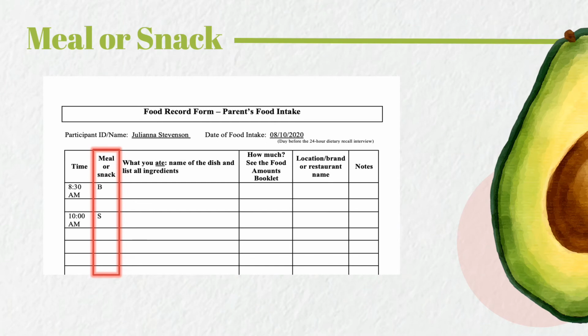In the second column, we would like for you to record if something you have eaten was a meal or a snack. We highly encourage you to log if that meal was considered breakfast, lunch, or dinner. If it was breakfast, you can label it as B, lunch as L, dinner as D, or a snack as S.